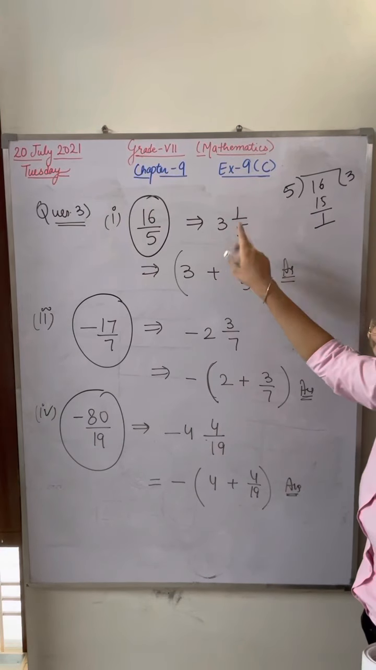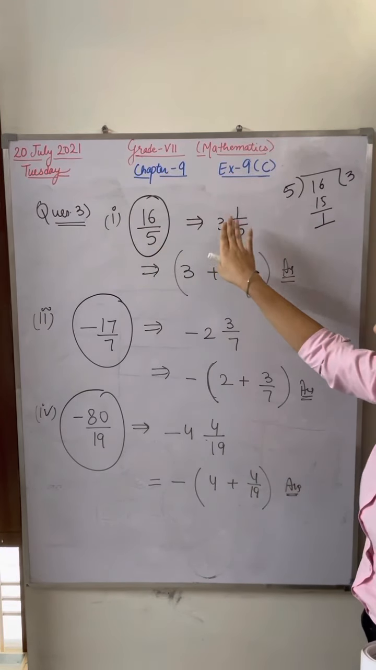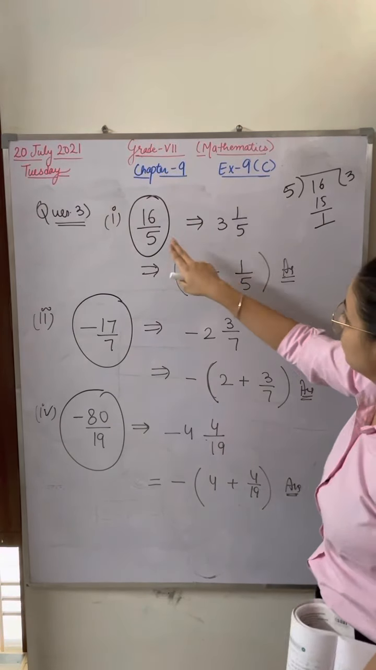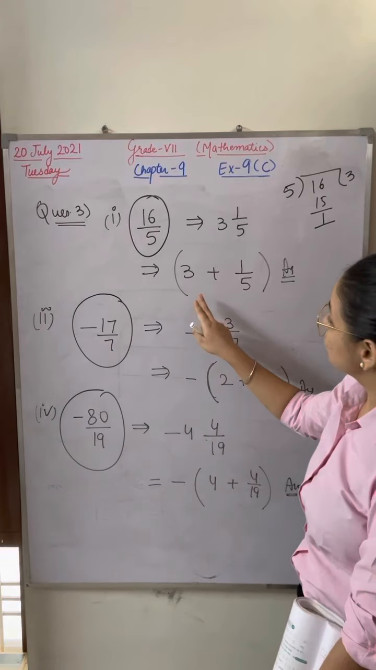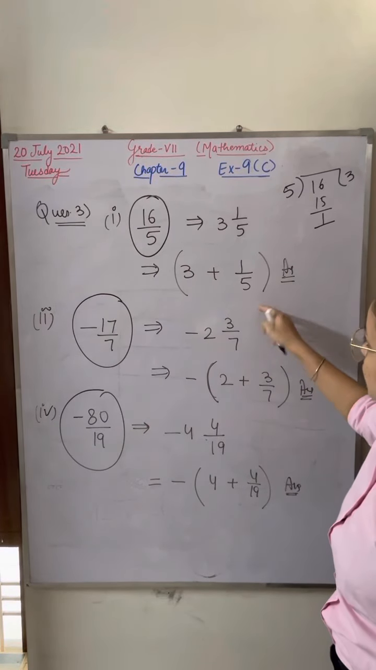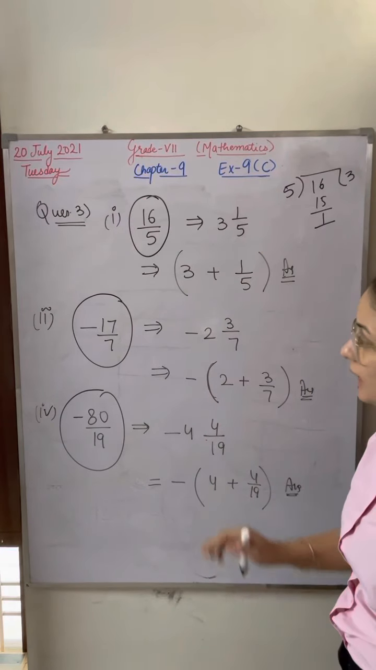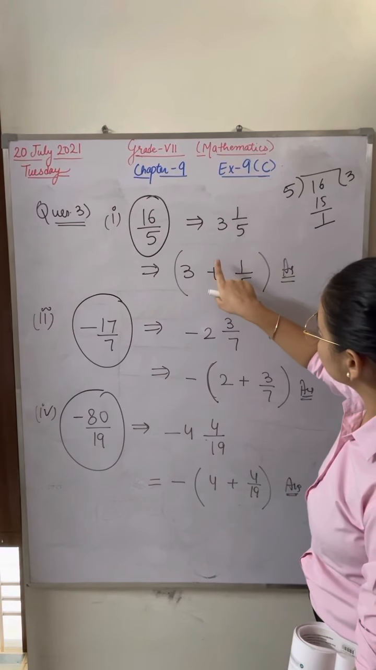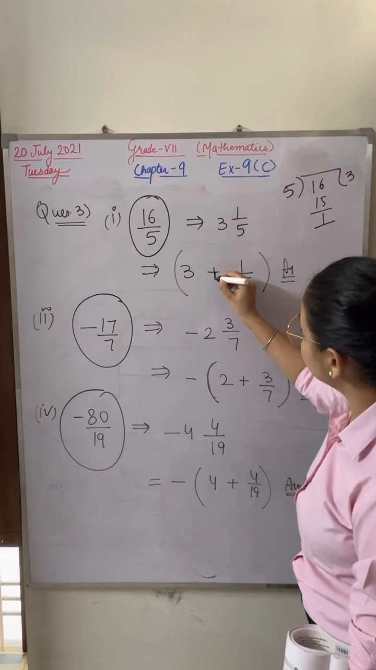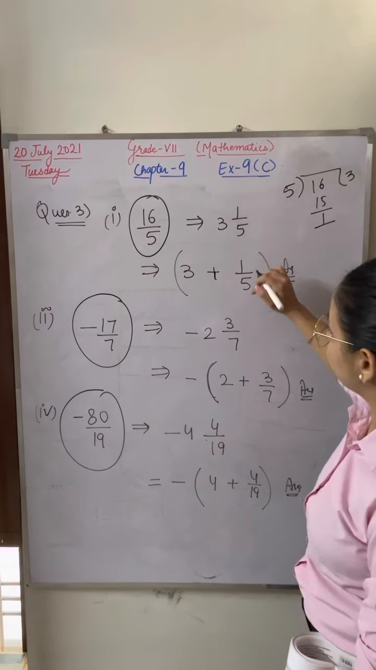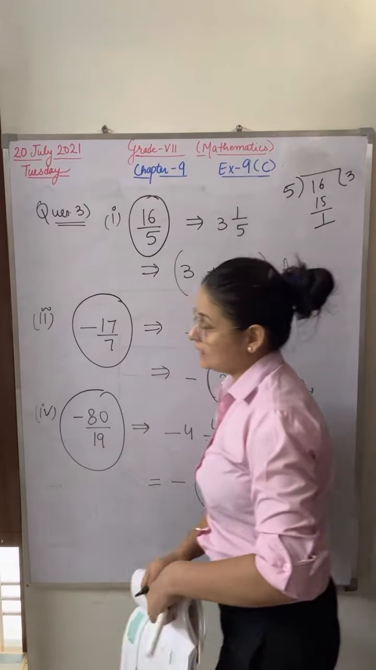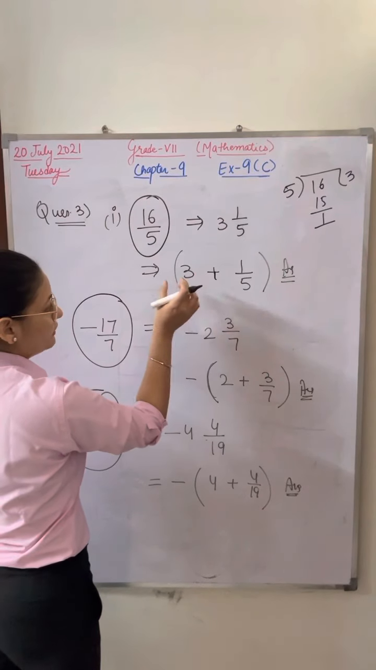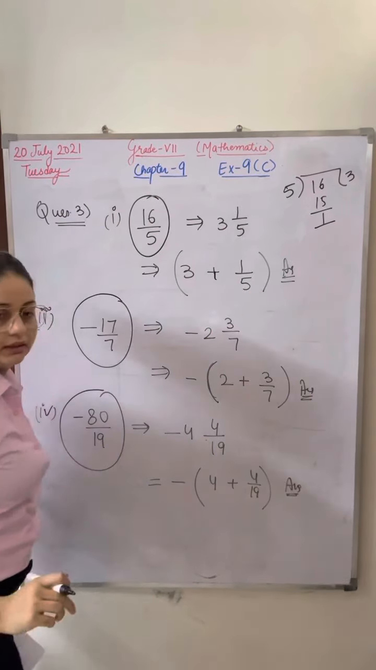So this is the question. You have to change the fraction into a mixed fraction. After changing into the mixed fraction, you have to show that this rational number is a sum of one integer and one rational number. So you just have to split the term. You can see from here, this is a mixed fraction. 3 you have to write here, then you have to put an addition sign, and then write this 1 by 5 as a rational number. Now this answer is in the form of a sum of an integer and a rational number.